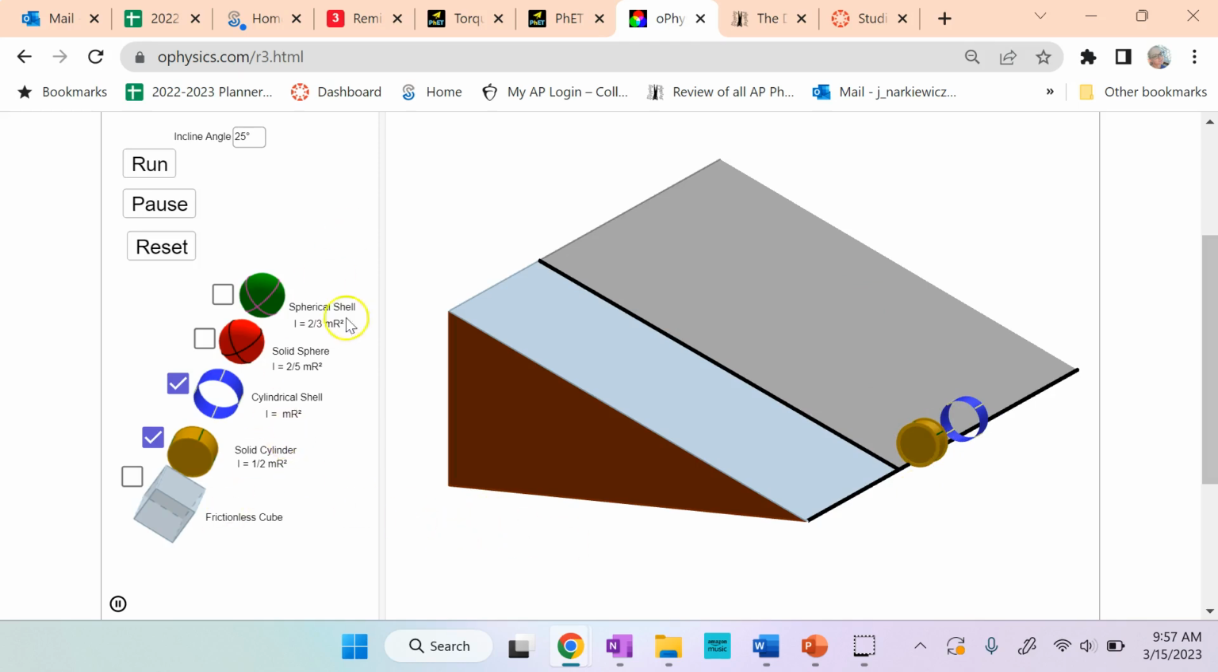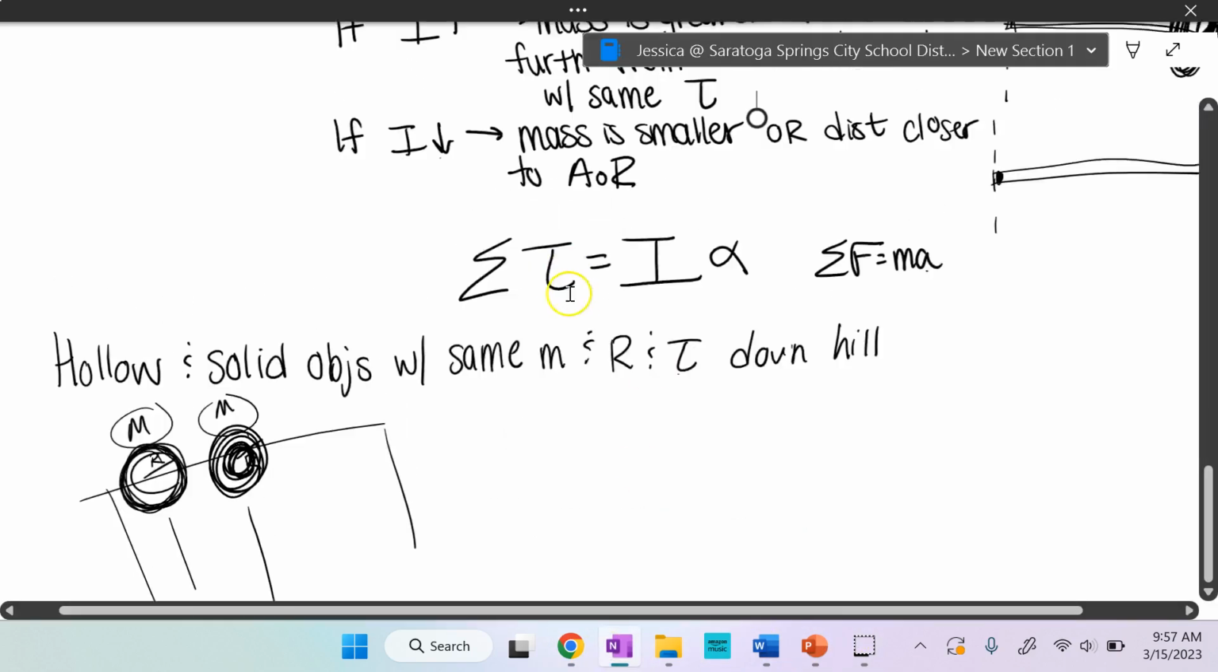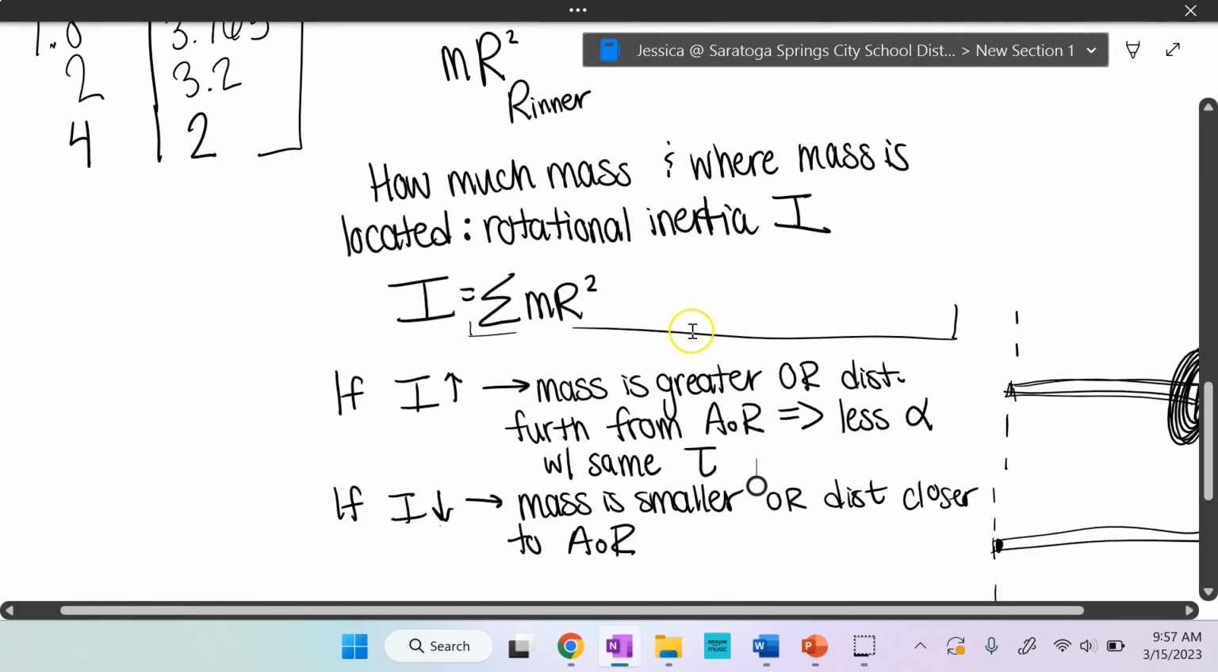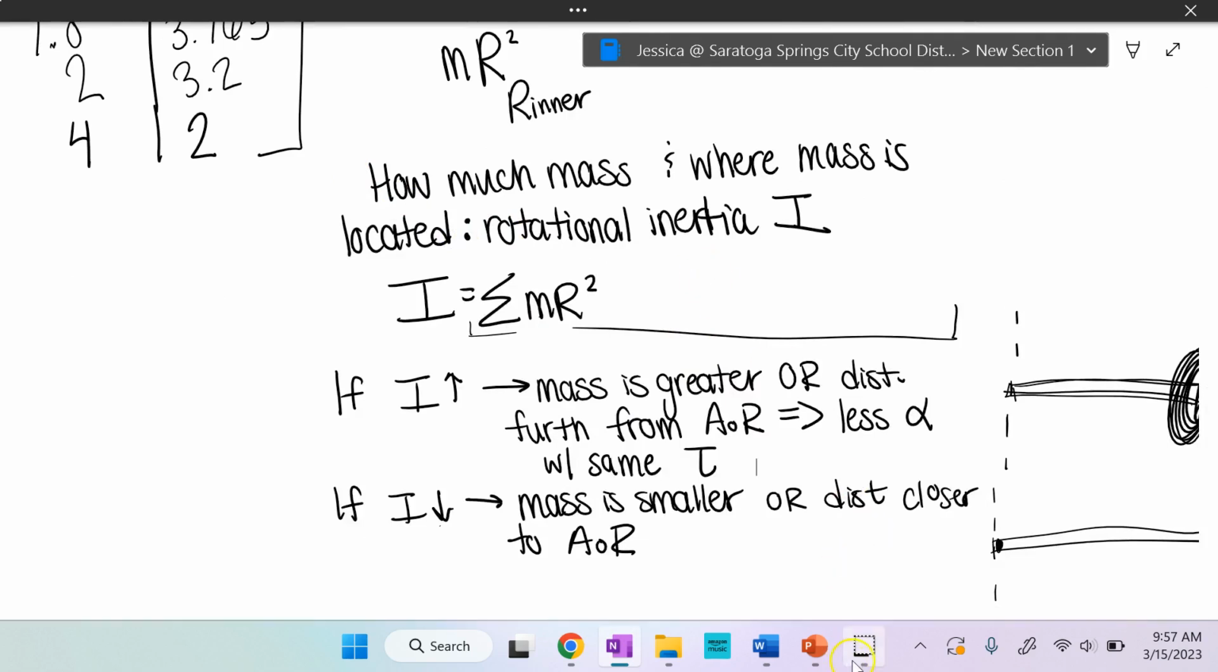We'll come back to this a lot as we go through this unit, but I just wanted to put it to you first. Okay, so big ideas: we have net torque equals I alpha. I is how much mass and where it is located, and that's our rotational inertia. That's the end.